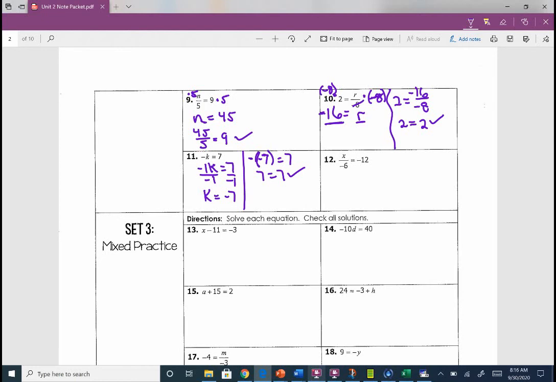Last but not least, number 12. We see that fraction bar again. Fraction bar means divide. So if we're dividing, we need to undo that by multiplying.